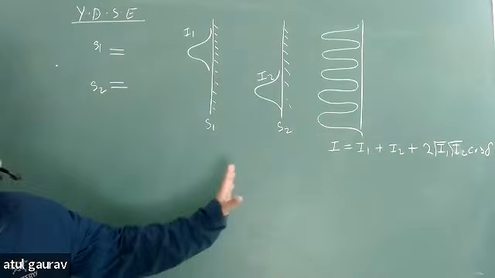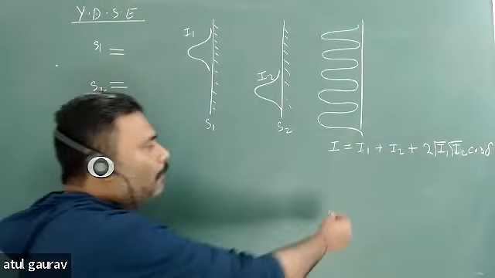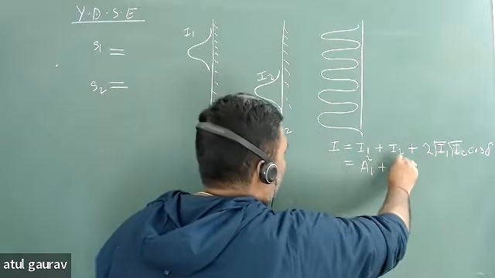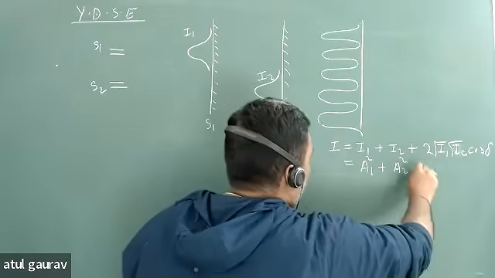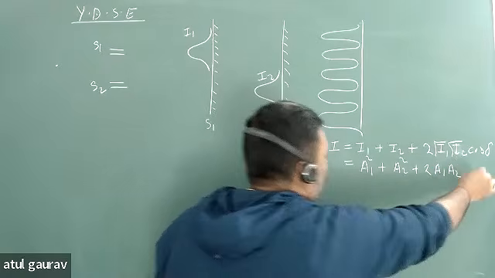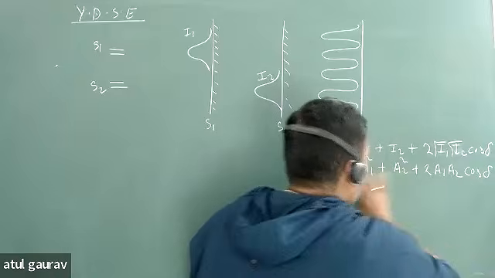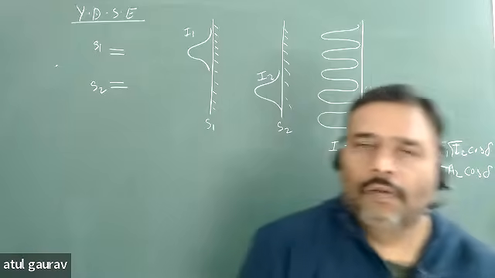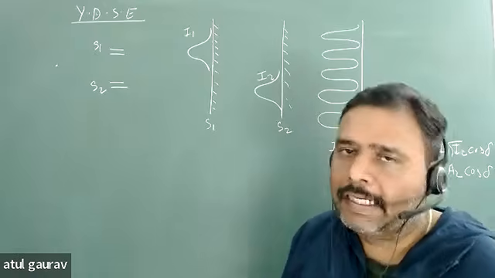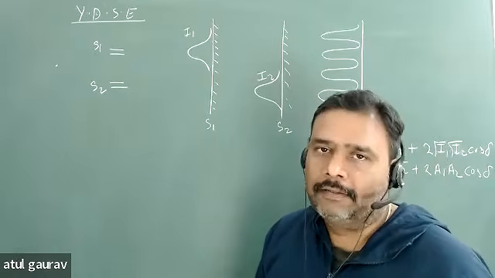तो ये आपने ऑप्टिक्स में पहले पढ़ रखा होगा. And if you want, you can write it in term of amplitude also. A1 square, A2 square, 2 times A1, A2 and cos delta. What is A1 and A2? Is the amplitude. है ना? And amplitude square is nothing but the intensity.